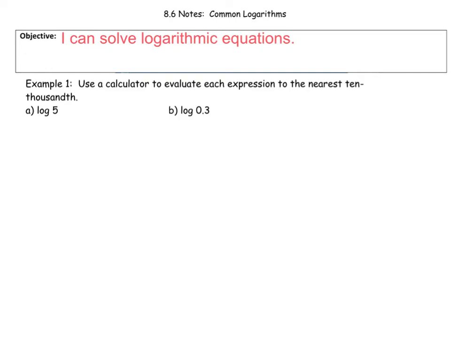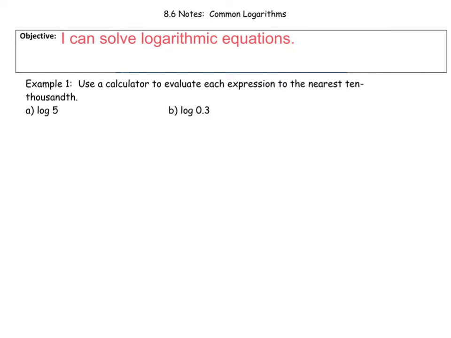This is section 8.6, Common Logarithms. Our objective today is I can solve logarithmic equations. Example 1 says to use a calculator to evaluate each expression to the nearest 10,000th.